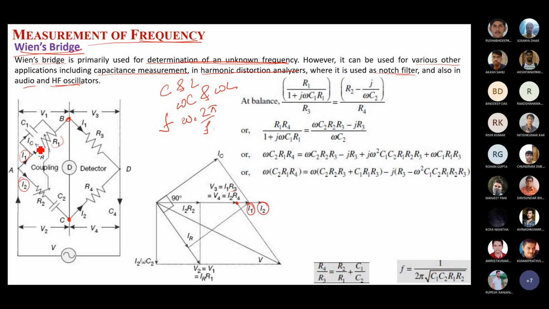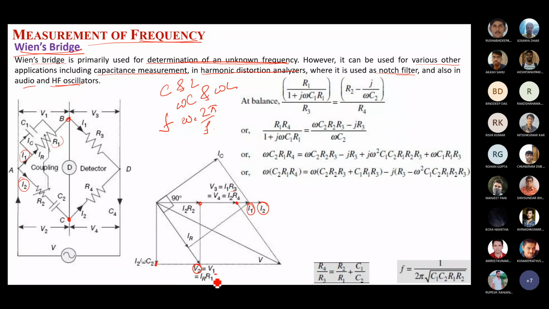I1 equals IR plus IC. Sorry, V1 equal to what? IR into R1. So IR and I1 should be on the same axis. V1 equal to V2, equal to I2 R2 plus 1 by j omega C2 into I2. So you can see that if it is the I2 axis, then minus j omega C2 is on this axis, this point. So this portion is I2 R2. If you add them, you will get the value of V2. So this is your V2.